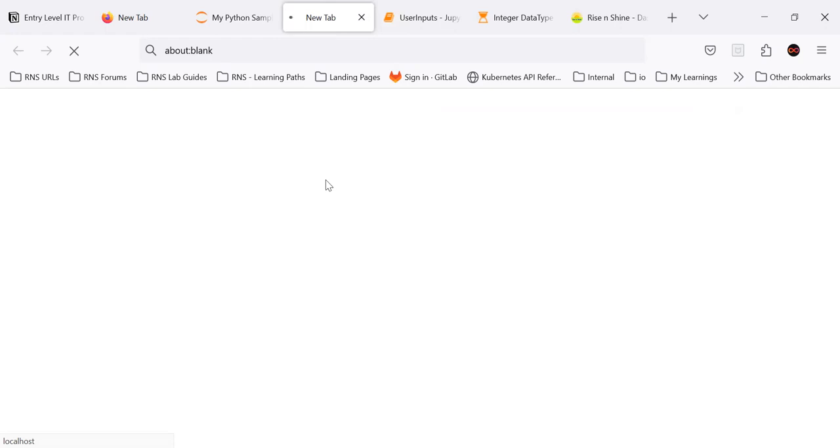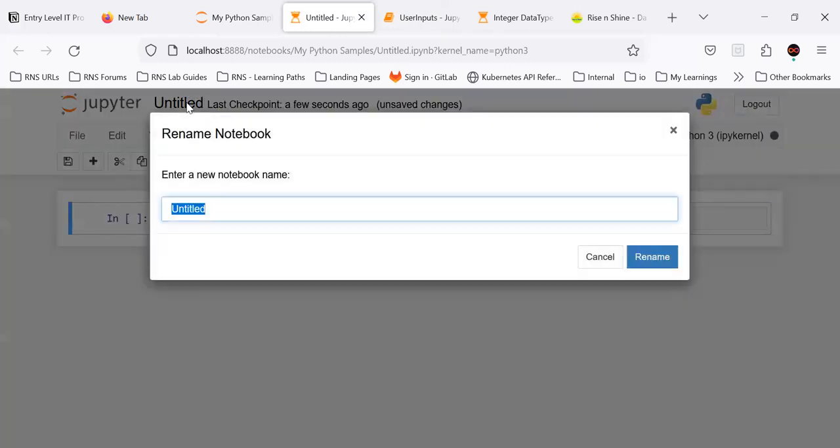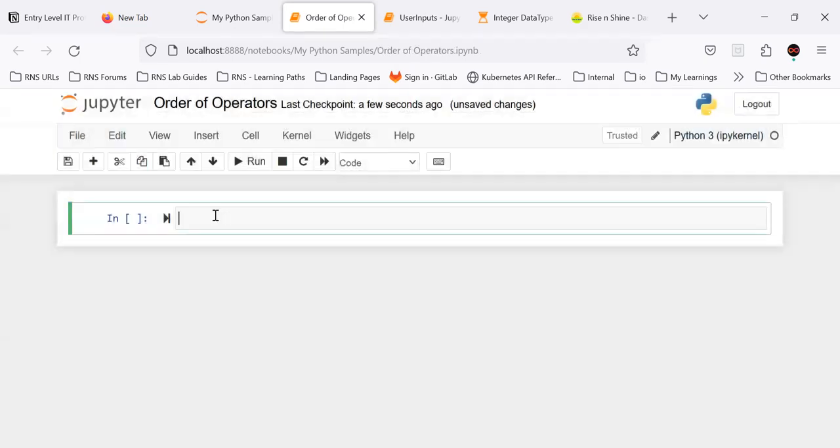Another important concept in arithmetic is the order of operators. This is also one more important concept. So what is this concept?